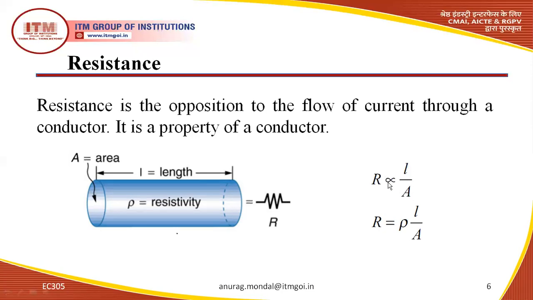But this is a proportional sign. Again, that proportional sign should be replaced by the equal sign, which is possible when we replace it with the help of a proportional constant. Here the proportional constant is rho. Rho means resistivity. This resistivity depends upon the temperature. If the temperature changes, the resistivity of the conductor will also change, and if the resistivity changes, then the overall R value of the conductor also changes.